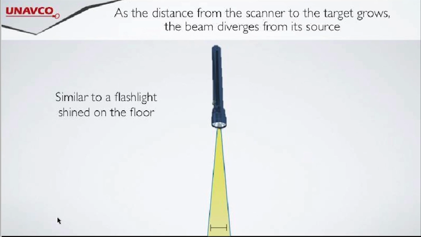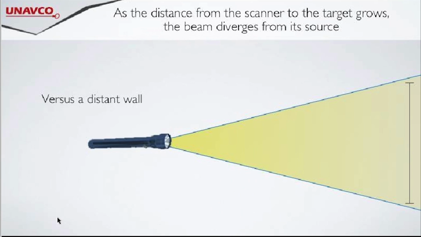However, as useful as TLS is, there is a problem with it. As the distance between the scanner and the area being scanned increases, the spot size increases as well, or the diameter of the beam. This is similar to if you shine a flashlight at the ground, the area of illumination is small, whereas if you shine a flashlight off to a distant wall, the area of illumination grows larger.